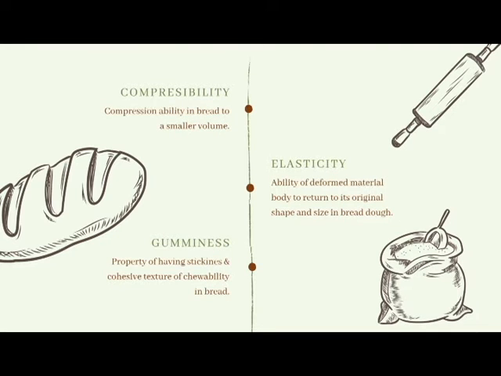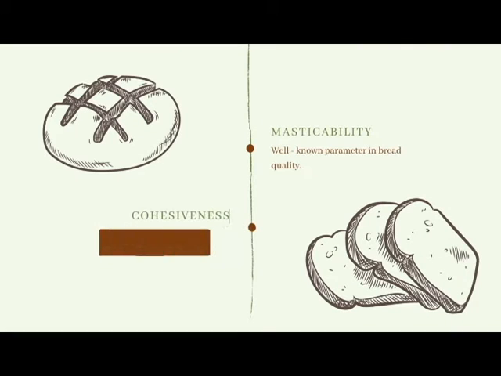Compressibility is the ability of bread to be compressed to a smaller volume. Elasticity is the ability of the formed material body to return to its original shape and size in bread dough. Gumminess is a property of having stickiness and a cohesive texture of chewability in bread. Masticability is a well-known parameter in bread quality. And lastly, cohesiveness is the ability of gluten molecules to stick together in bread.